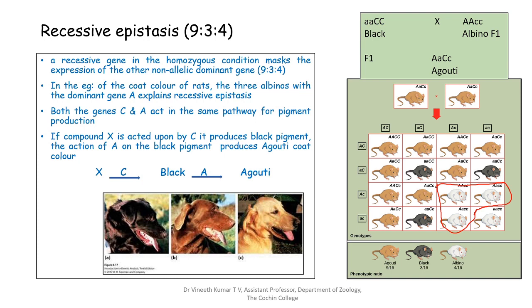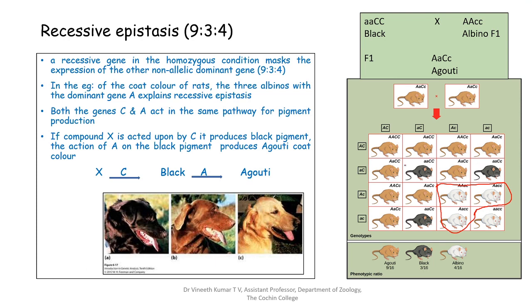So if you compare the supplementary gene and recessive epistasis, in the supplementary gene we said that the gene called A requires the presence of C for expression, but the gene C does not require A for expression. The example of that is shown here.